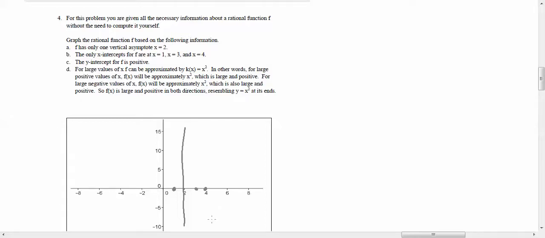For large values of x, this thing is approximated by x squared. In other words, it's approximately x squared. So at the end, it's going to go up like that and up like that, because that's what x squared looks like. Okay, here's what I would say. This thing crosses somewhere at positive range, and it drops down.